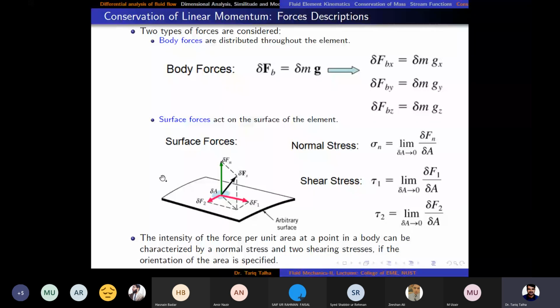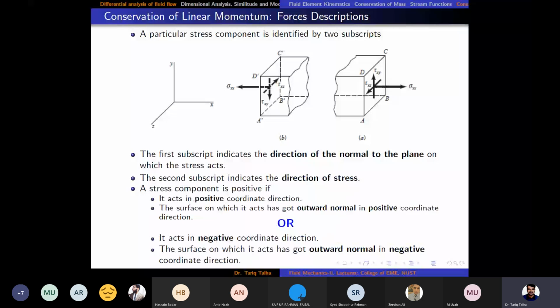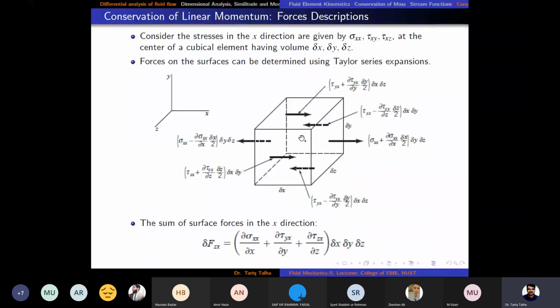If we want to get the net force on the element, we first need to consider the forces. At the center of the volume, the stresses are sigma xx, tau xy, and tau xz, and then we can calculate these stresses at the different faces, and for that we use the Taylor series.